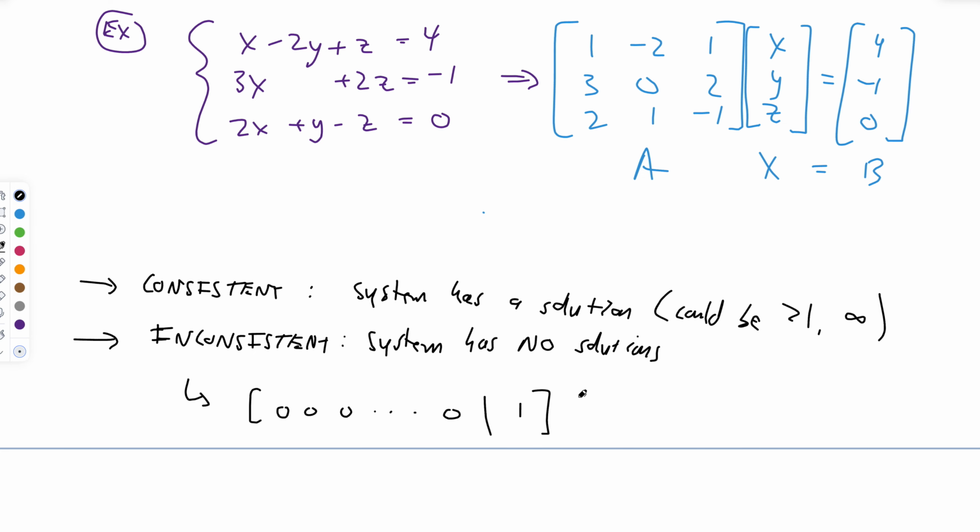All right, so keep this in mind. There is a little bit on the homework talking about consistent versus inconsistent systems. I want to make sure we all feel comfortable solving those.